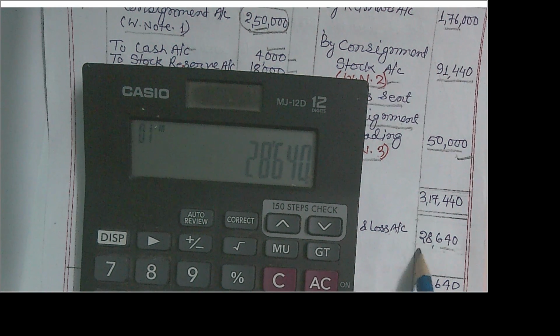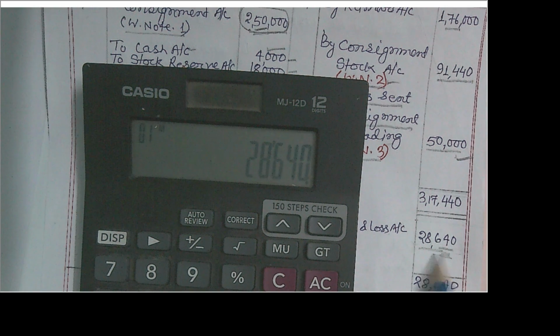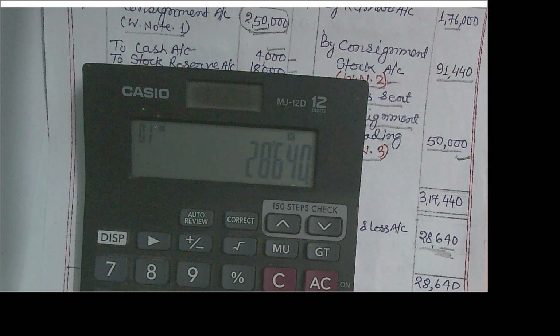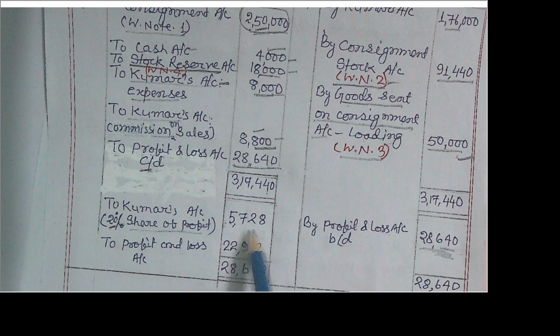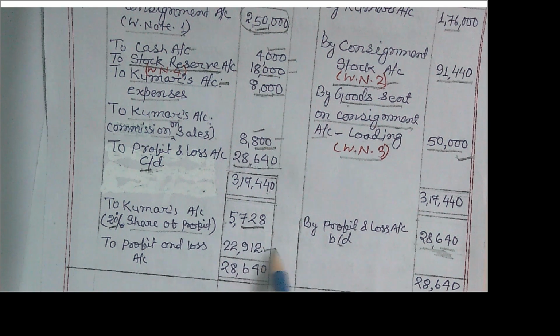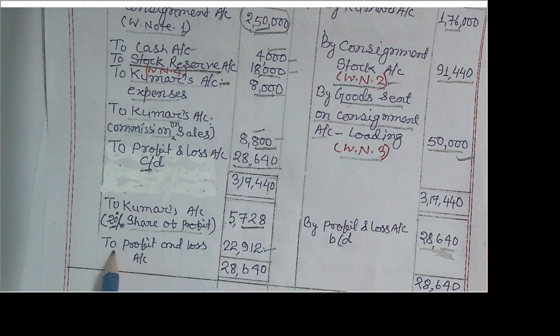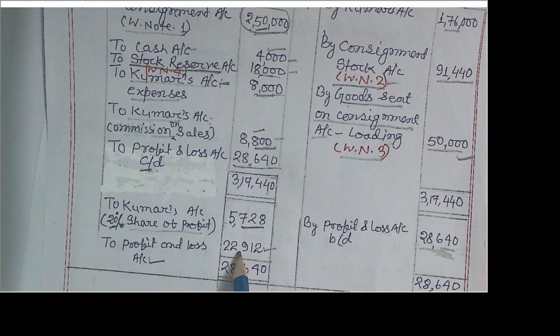On this profit, 28,640 is the profit amount, on this profit he will get a 20% share of profit. So you see, 5,728, and this is your 5,728. After deducting his share of profit, this is the final profit of the consignment account to Anuj. So here in the profit and loss account, this is 22,912. I hope you have understood this thing.